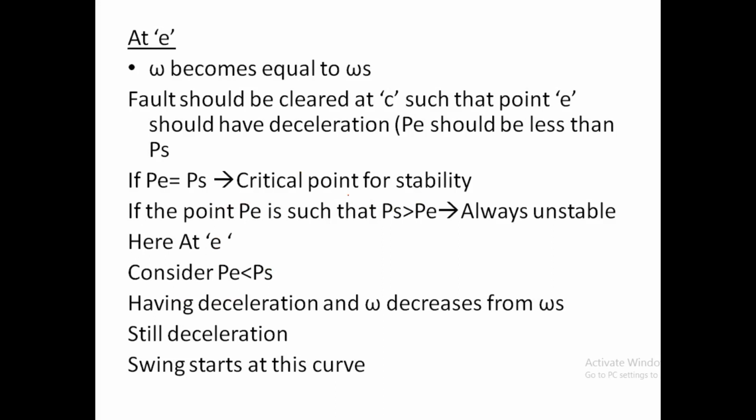So at E, omega becomes equal to omega s. Fault should be cleared at C such that point E should have a deceleration. If PE equals PS, it is the critical point for stability. If the point is such that PS is greater than PE, it is always unstable. Here at E, consider PE less than PS, having deceleration and omega decreases from omega s. Still deceleration, swing starts at this curve. So oscillation starts at this curve.